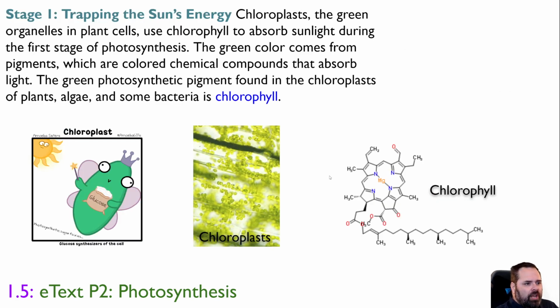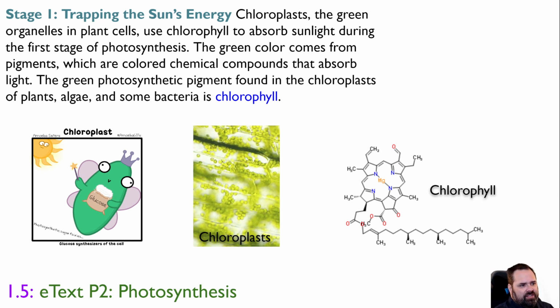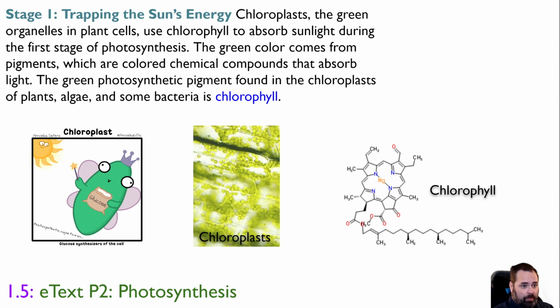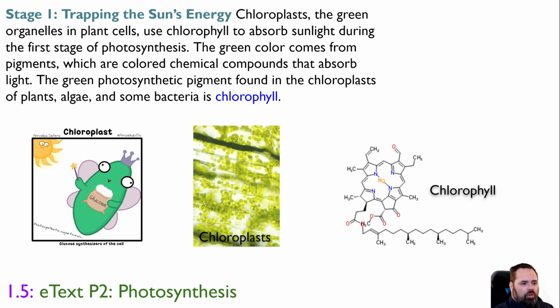So I've given you an introduction to chemical reactions. We're going to talk now a little bit about the text. Trapping of sun's energy. Chloroplasts are the green organelles that plant cells have. They use chlorophyll to absorb sunlight during the first stage of photosynthesis. The green color comes from a pigment, which are colored chemicals that absorb light. The green photosynthetic pigment in the chloroplast of plants and algae and some bacteria is called chlorophyll.